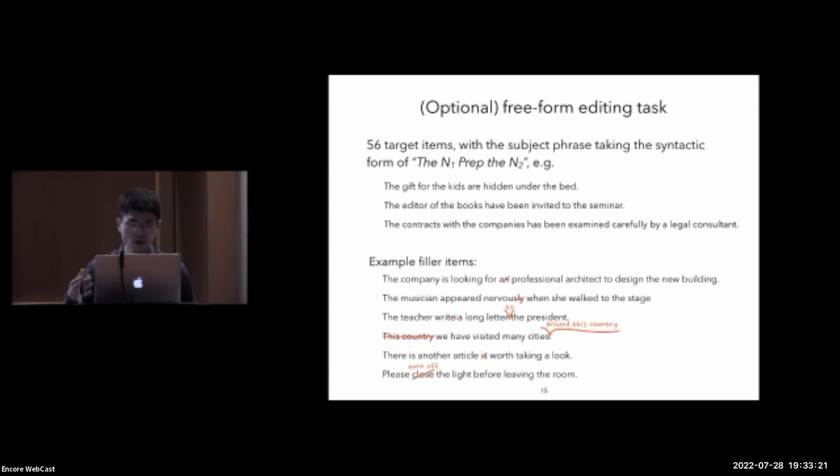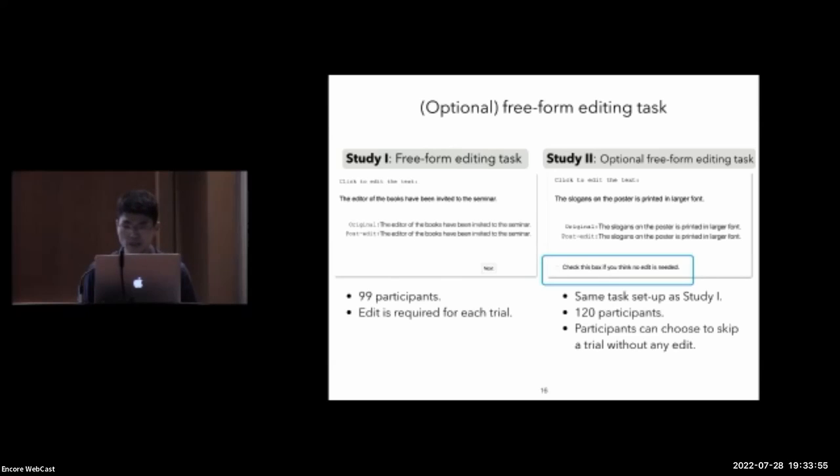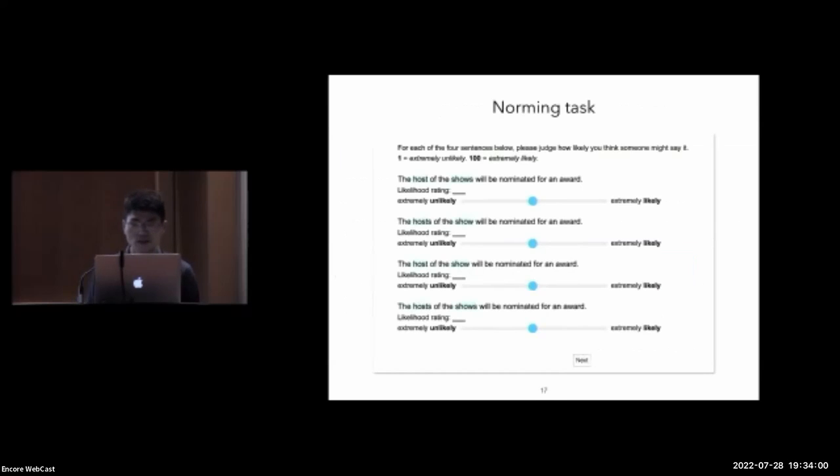In addition to that, we also designed some filler items that contain one or multiple errors or require one or multiple edits and contain different types of errors, so that subjects will see a mixture of both the number agreement mismatch as well as other types of errors in the experiments. We record people's correction behaviors and compute the correction preferences across subjects. Now for study one, the edit is required for each trial, and for study two, people can choose to skip a particular trial if they think there's no edit presented in the trial.